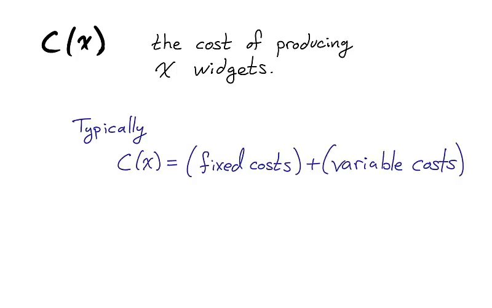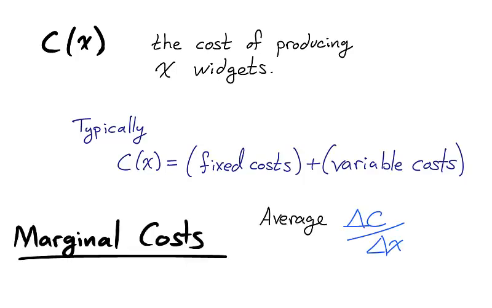Typically, the function C is the fixed costs plus the variable costs in producing a widget. Fixed costs are independent of the number of widgets produced, such as administrative salaries and storage and factory rentals, while variable costs are dependent upon the x, the number of widgets produced. The marginal cost is the rate of change associated with the cost function C. We have an average marginal cost, but does it make sense to discuss instantaneous marginal costs?